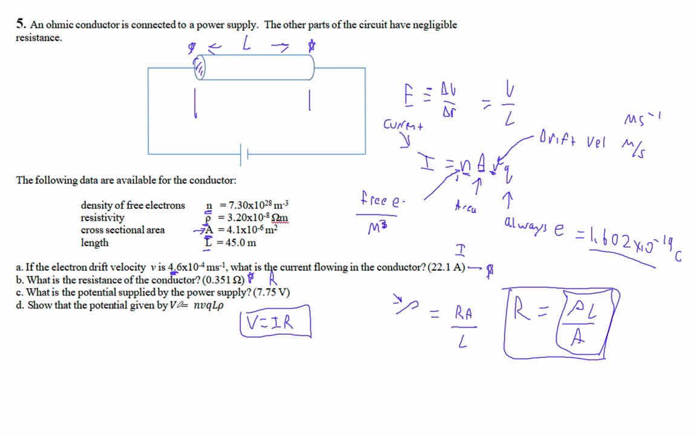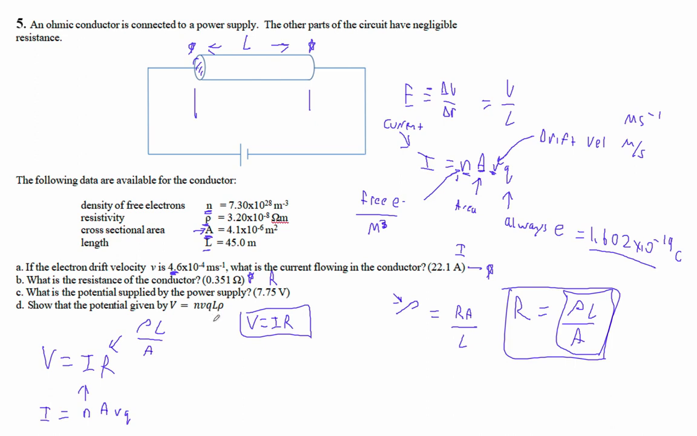Okay. And then show that the potential is given by nvQLρ. Well, we can do that. Let's see, V is IR, right? So substitute for I, substitute nAvQ. That's from our drift velocity equation, right? And for R, substitute ρL over A. Yeah? And there it is, right?